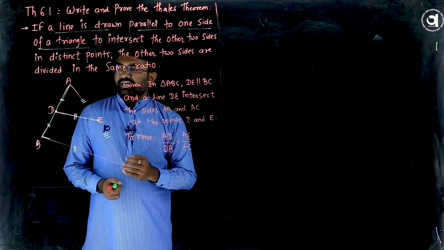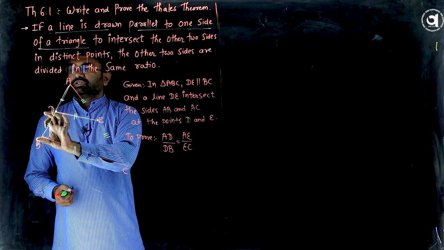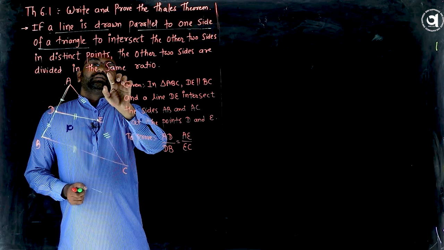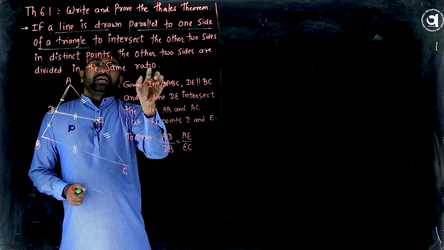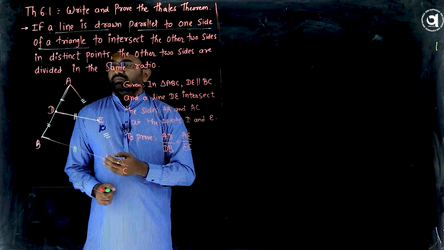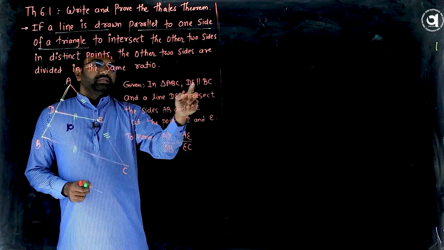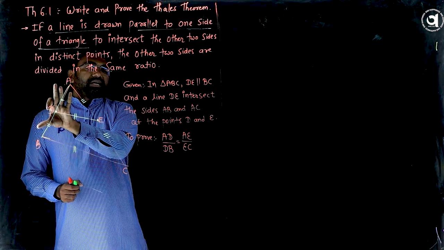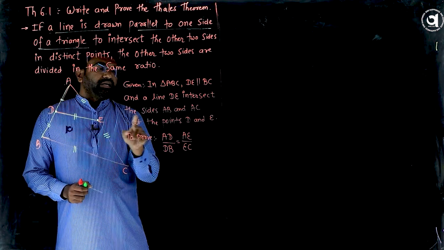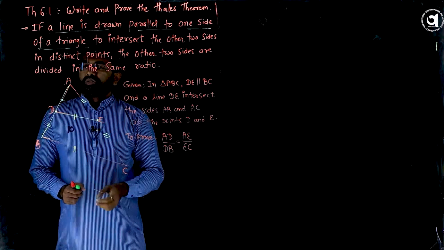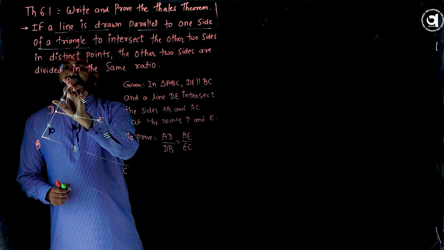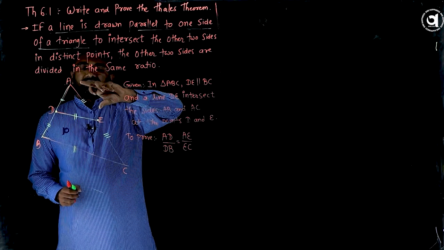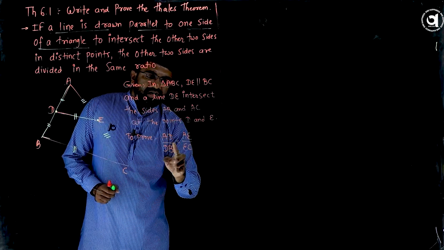And we need to prove this. AB is divided in the ratio AD by DB. Similarly, AC is divided in the ratio AE by EC. So as per the theorem, it is divided in the same ratio. So given: in triangle ABC, DE is parallel to BC and this line DE intersects sides AB and AC at points D and E. And we need to prove that AD by DB is equal to AE by EC. Both ratios are equal.